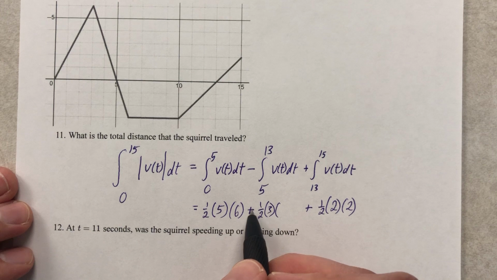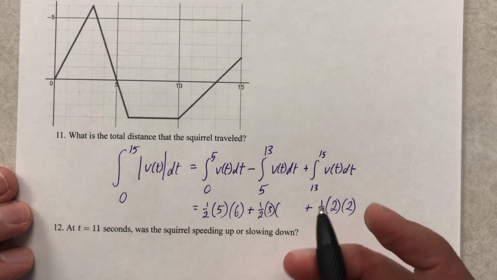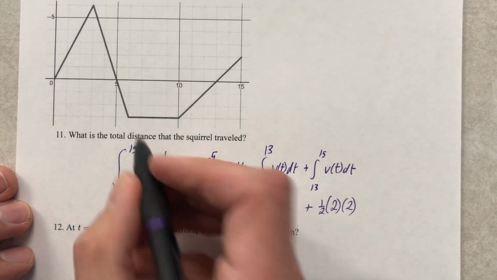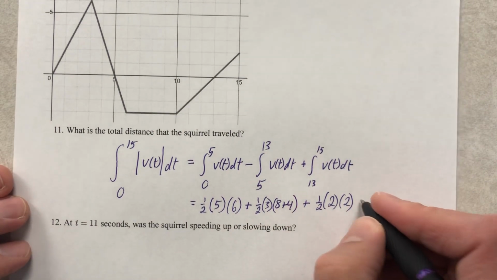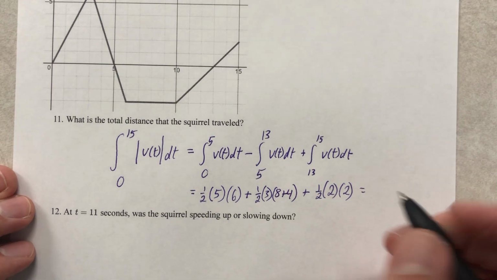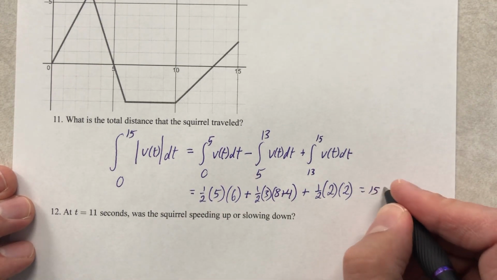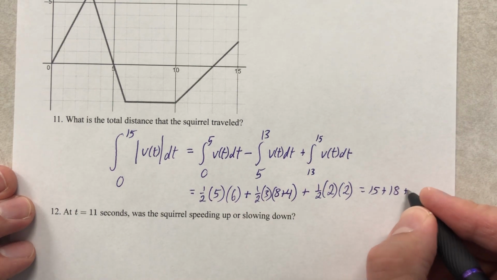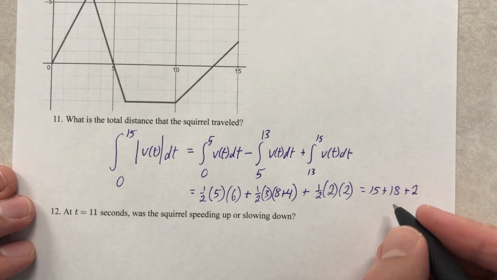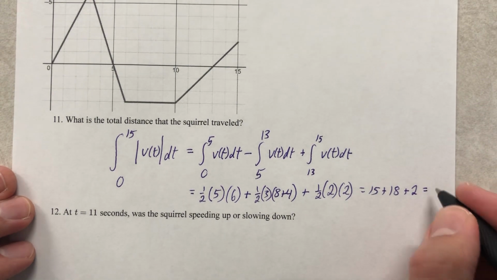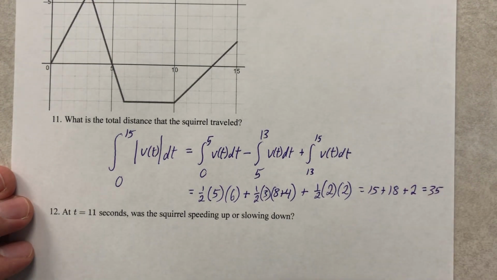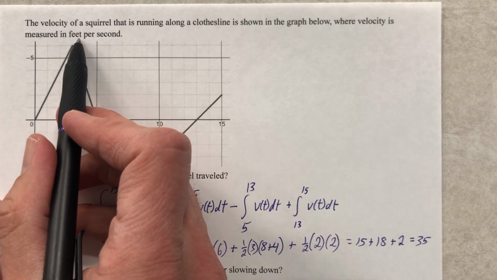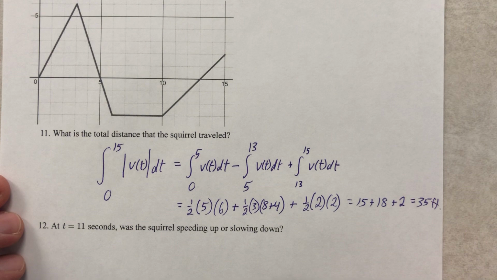This negative just got canceled by the fact that this technically was a -3. And so 8 plus 4 plus 4. There we go. And I end up with 15 plus 6 times 3, so 18, plus 2, which last time I checked, was 35. 35 what? Total distance the squirrel traveled, and it is measured in feet per second. Velocity is feet per second, so this must be feet.